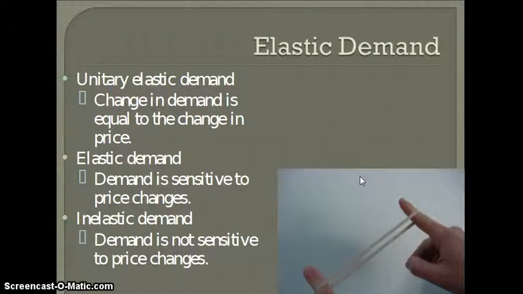There are three types of elastic demand. The first type is unitary elastic demand. This is whenever the change in demand is equal to the change in price. There is elastic demand. This is whenever demand is sensitive to price changes. And then there's inelastic demand. And this is whenever demand is not sensitive to price changes.